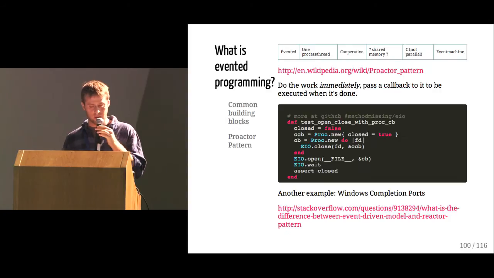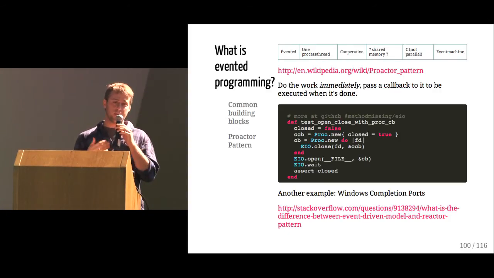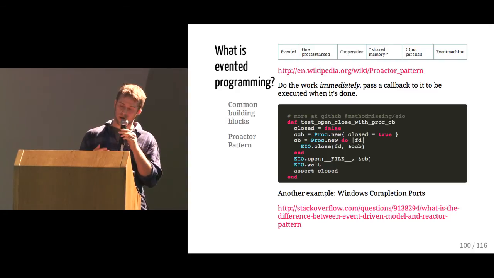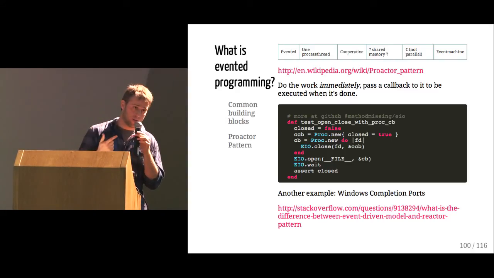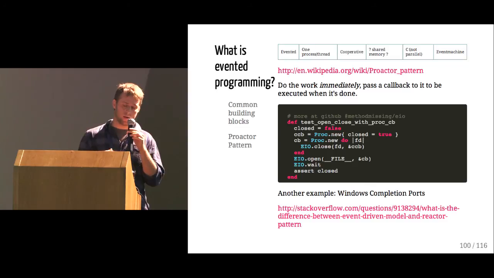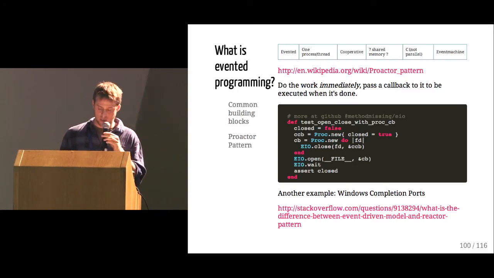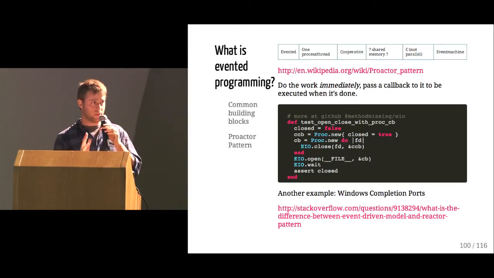Whereas the proactor pattern doesn't actually make sure that it's ready. Instead, you have an extra callback on top of what you've already created, the completion callback. When something happens, you immediately execute it in the background, and when that's done, you pass the result back to the main thread with that completion callback. Windows completion ports is an example. There are other examples out in the wild, but that's how you implement that main loop.